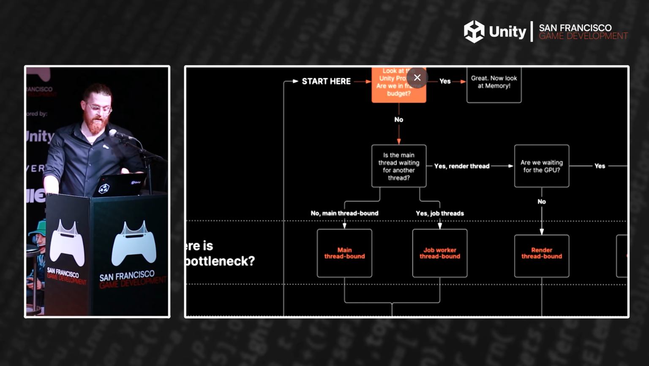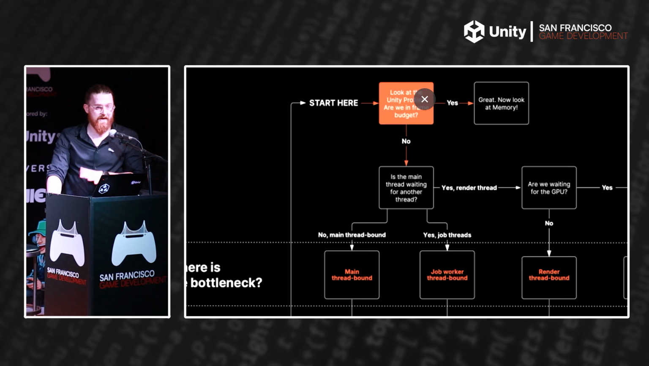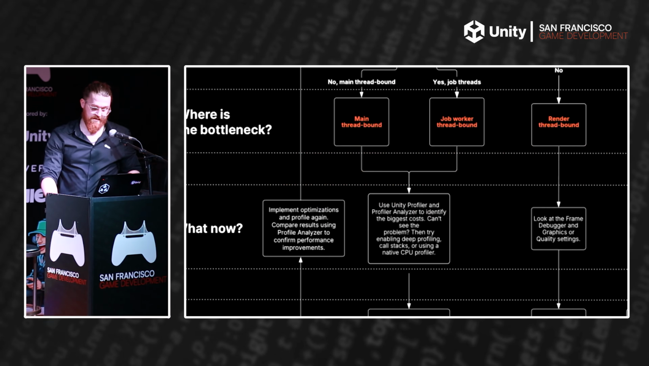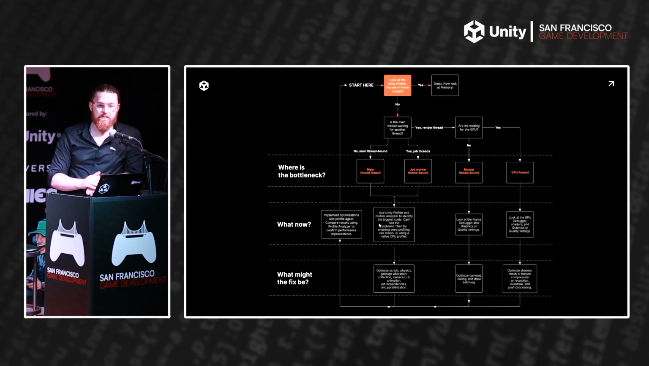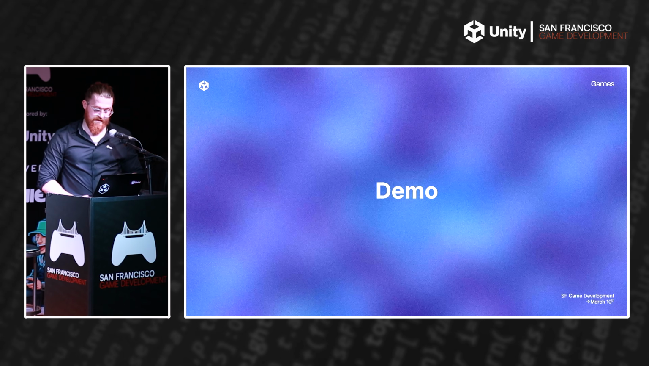But there is a flowchart here, and you can understand what aspect of the profile you're going to look at. Is it memory? Is it graphics? Is it your CPU that's being bottlenecked? You can flow through this chart yourself and narrow down more specifically where your issues are. So without further ado, we're just going to jump into the demo we have here.